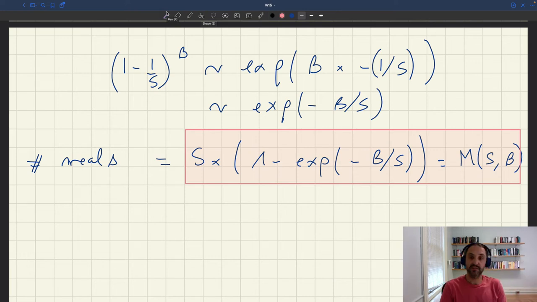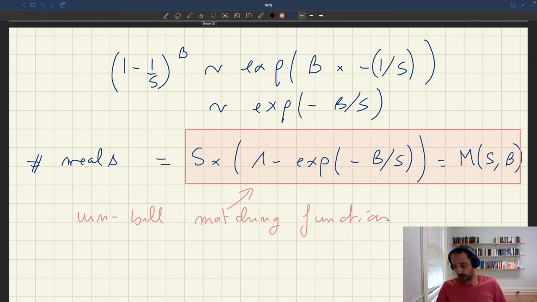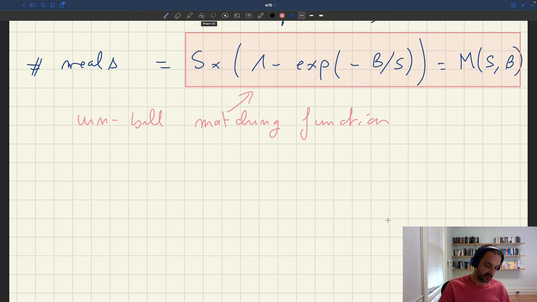So this is the Urn-Ball matching function, which gives the number of trades, the number of matches for a given number of sellers S and number of buyers B. So what are the properties of this Urn-Ball matching function? Are they in line with what we assume for the general matching function? Well, we can verify a few of these properties just by looking at the matching function.